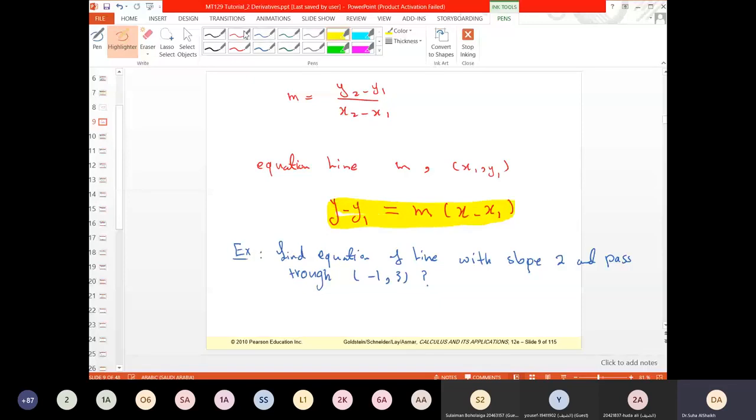So applying what I have in here, this means y minus y1 will equal m multiplied by x minus x1.